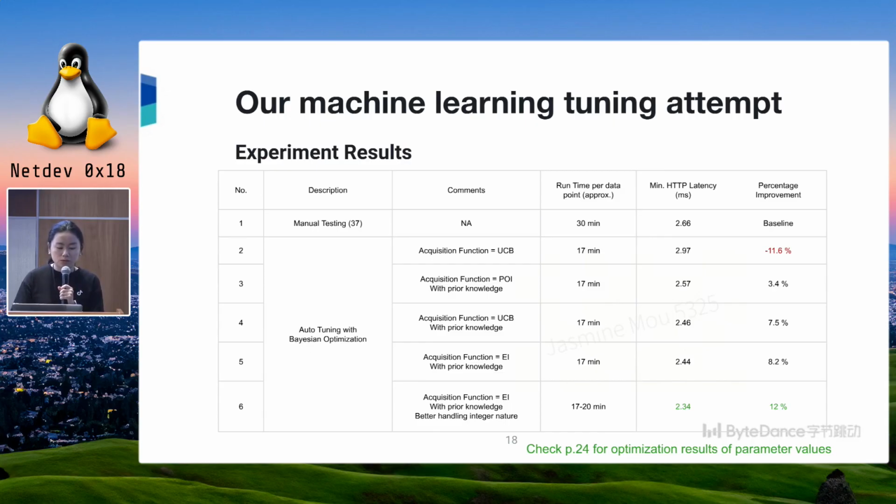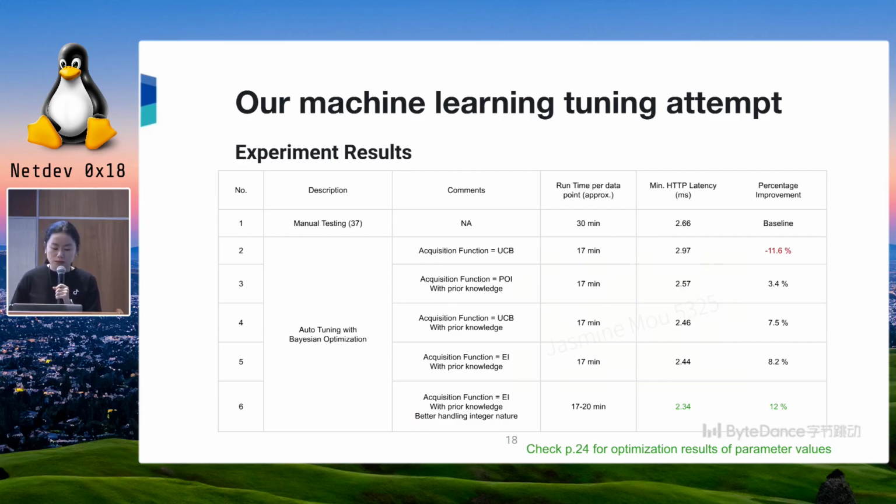From lines 2 to 6, those are the tuning performance of the auto tuning, especially with Bayesian optimization as our algorithm choice here. On the third column, you can see we use different types of setups for the machine learning algorithm itself, which includes different acquisition functions, and whether we introduce prior knowledge or not, and also some tricks on handling the integer nature of the parameters better.